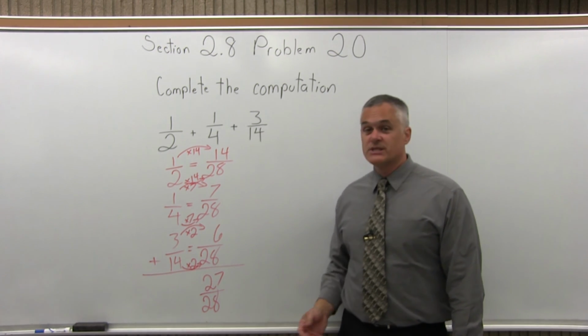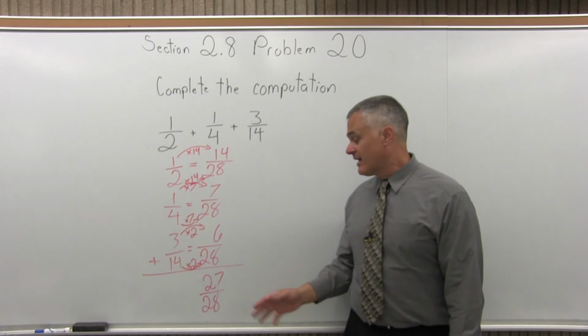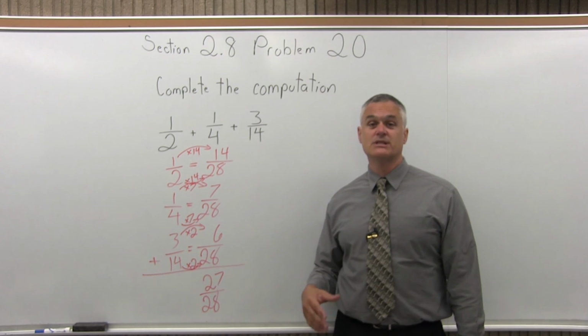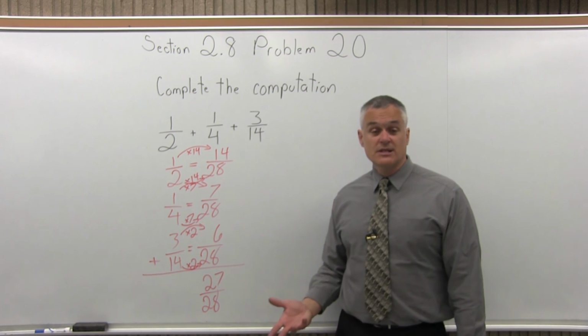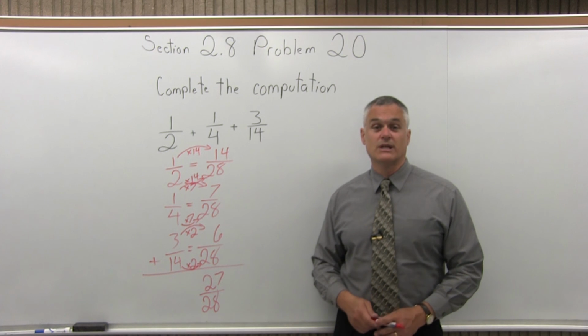Now, I have an answer of 27 over 28. Can I reduce that? Can I find any numbers that will divide into both 27 and 28 evenly? And the answer is no, I cannot. So that's it. That's the final answer. 27 over 28 is the answer.